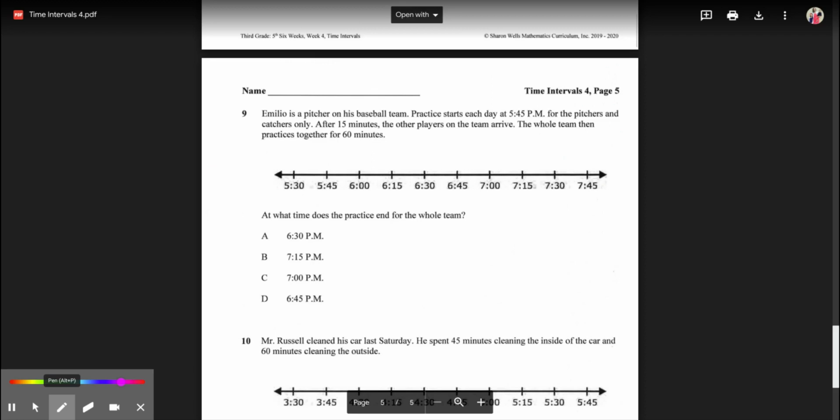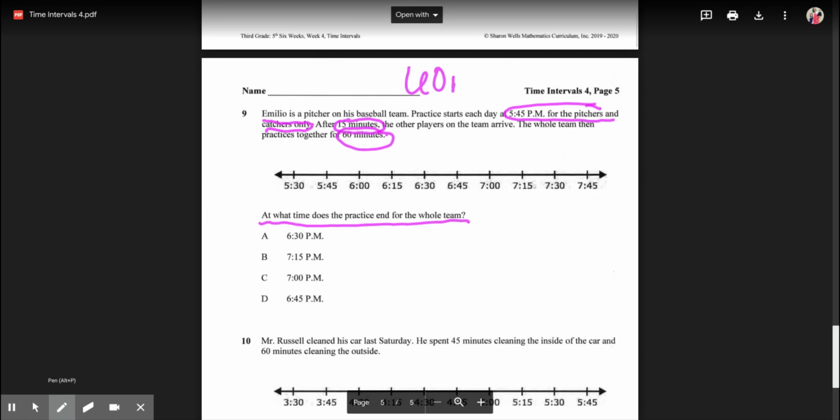All right, so we're going to underline our question. We need to know what time practice is going to end for everyone. So practice starts each day at 5:45 for the pitchers and catchers only. So at 5:45, pitchers and catchers only starts. They're going to practice for 15 minutes before everybody else gets there. Then when everybody else gets there, it's another hour of practice because we know that 60 minutes equals an hour.